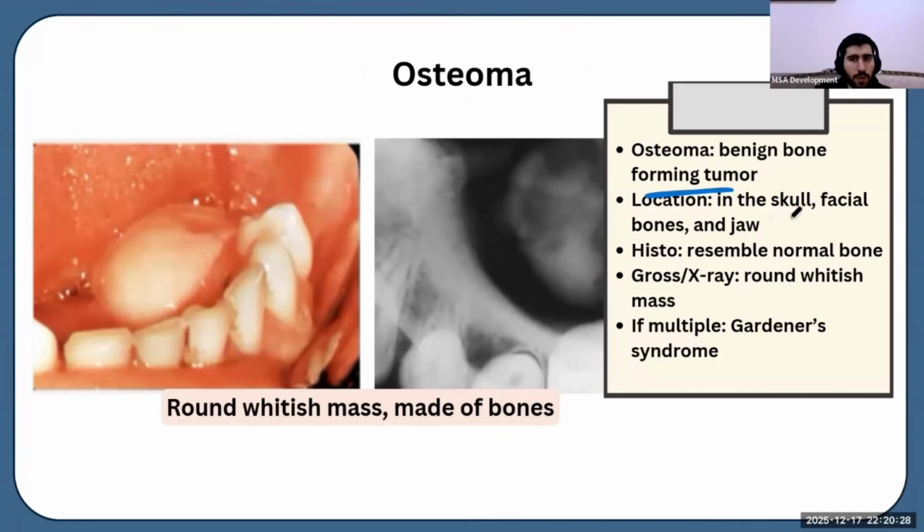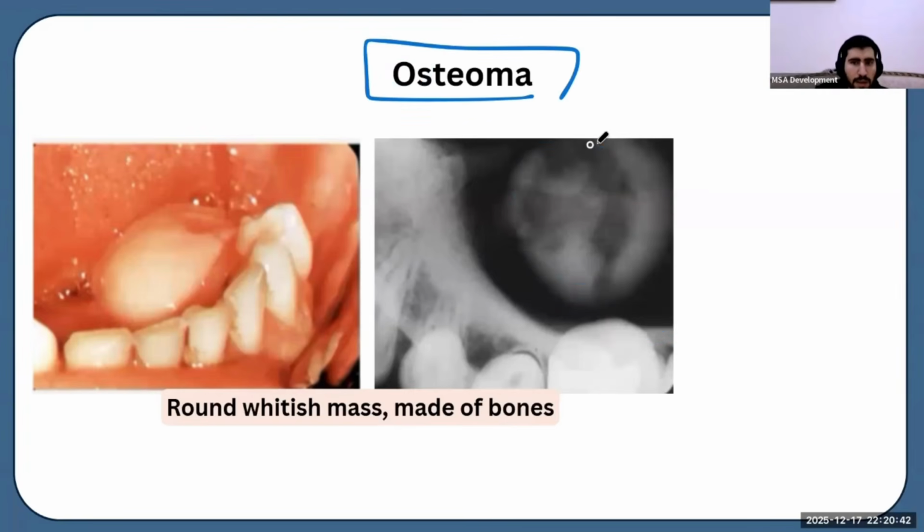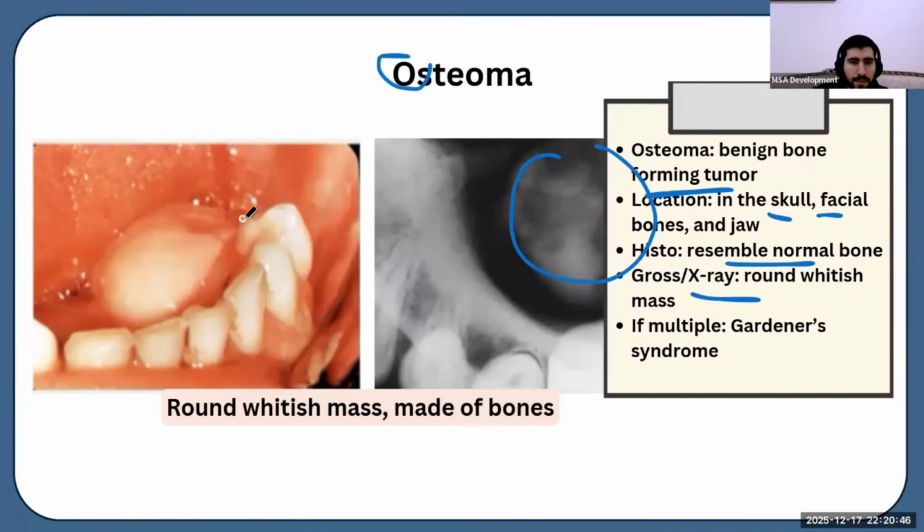Location is most commonly the skull, face, and jaw. So osteoma is just in the face, skull, facial bones, and jaw. Histology resembles normal bone. It's just a whitish mass, as you can see here, and here it's just like normal bone. If we have multiple osteomas, that's Gardner syndrome. I won't go through that, just know what it is.